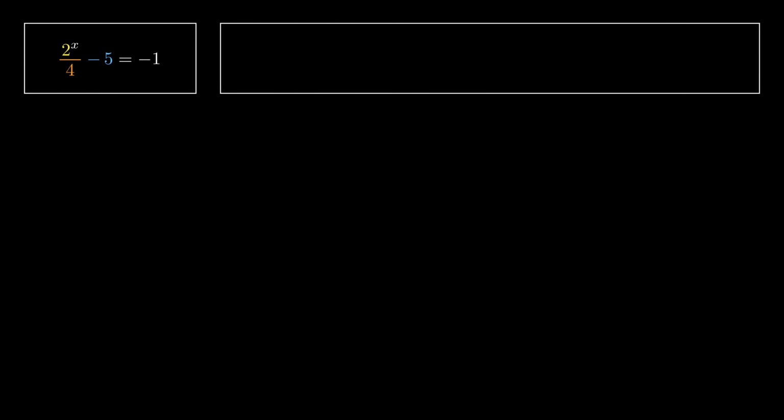Example 12 has an exponential. It has division and it has subtraction. This reads 2 to the x divided by 4 minus 5 equals -1. As a question, we could ask 2 to the what divided by 4 minus 5 is -1. Again, the question alone is a little ambiguous, but we have the equation to follow along with.